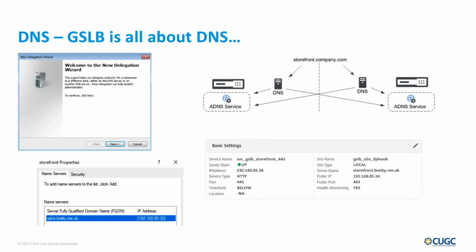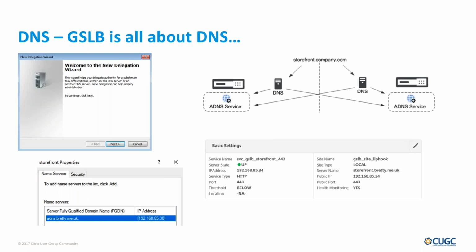So this slide is in here because GSLB is really all about DNS. It's not like a traditional load balancer. The GSLB vServers themselves don't have visibility into the traffic running through them. They're just responsible for passing back a relevant IP address based on the state of the services running in your on-premises or in your Azure data center.